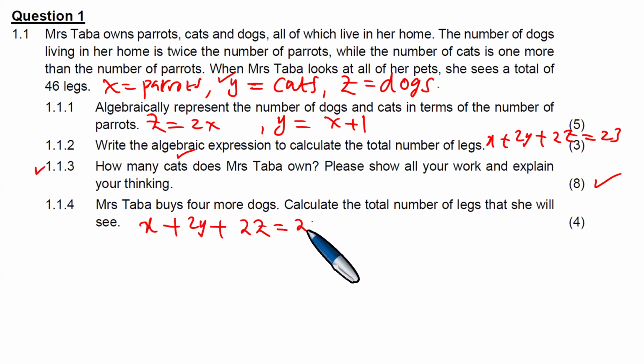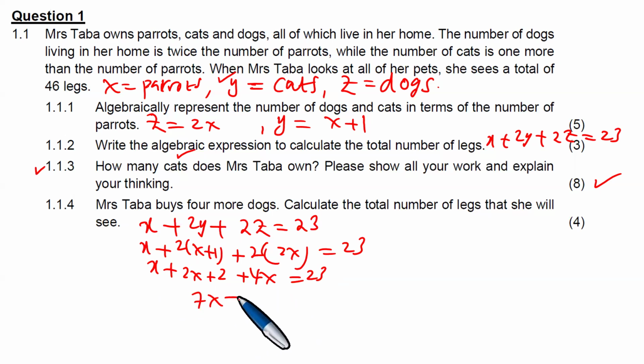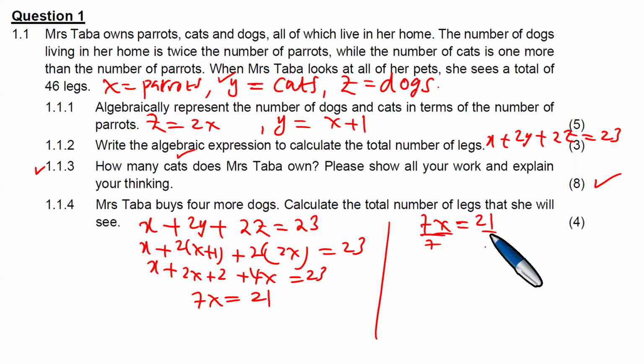This is the natural way to think about it. We have x, and y is x plus 1. The z is 2x. The total is 23. It's x plus 2(x plus 1) plus 2(2x), so x plus 2x plus 4x, which is 7x equals 21. Divide by 7, and then you have x equals what? x equals 3.